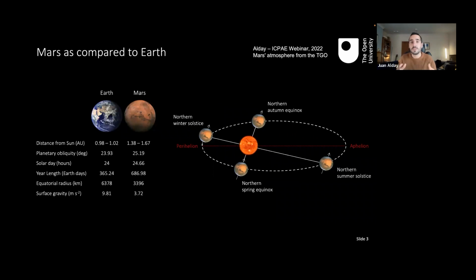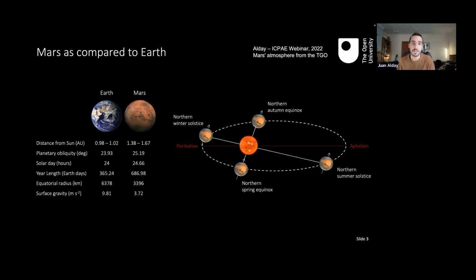Well, in order to put Mars into context, let's compare some of the planetary parameters with respect to Earth. And when we compare these, we actually find some similarities. For example, the length of a day on Mars is about 24 hours, as we have on Earth. The planetary obliquity, the tilt of the rotation axis with respect to the ecliptic, is similar in both planets. For the Earth, it's about 24 degrees, for Mars, 25 degrees. And this makes Mars experience 4 seasons as we do on Earth.